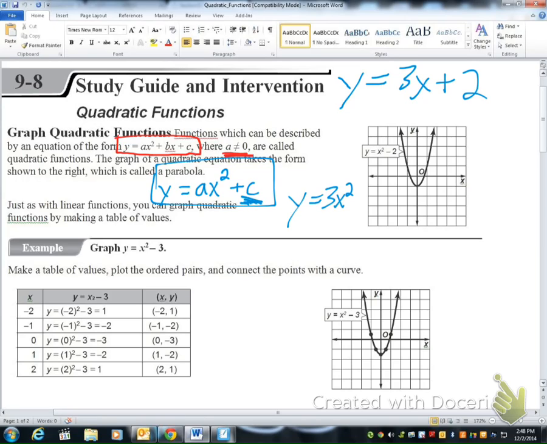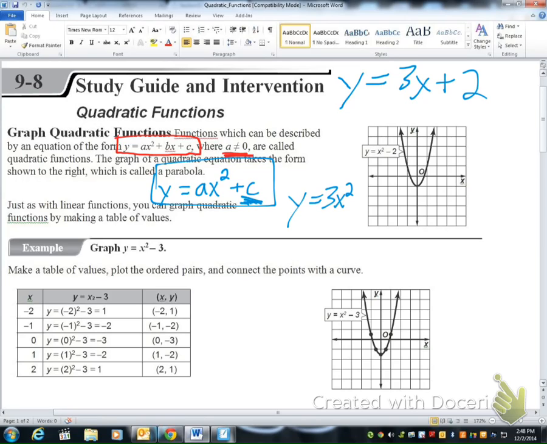So that's what you're looking for, is terms that have that x squared term in it. If it has y equals x squared, 3x squared, a half x squared, whatever. If it has x squared and that's its highest exponent, then it's going to be a quadratic equation.